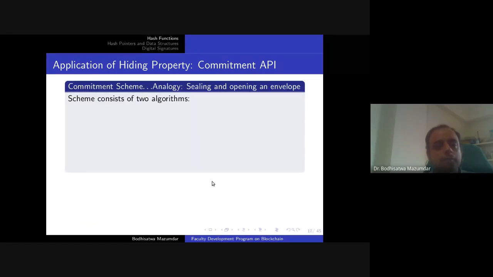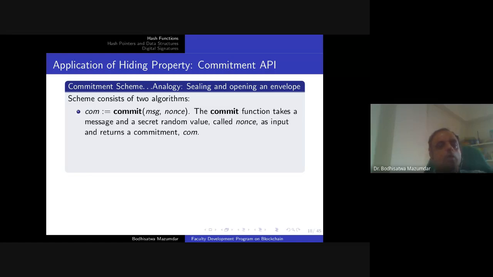So this commitment scheme comprises two algorithms: sealing an envelope and opening an envelope. Sealing is done by the commit function. It takes in the message, the value you have kept secret within that envelope, and a secret random value called the nonce or the key. Nonce means number used once, so you cannot repeat the same glue or key again to seal an envelope. You use that secret random value to seal the envelope and put it on the table, that is, you return the commitment, or com.